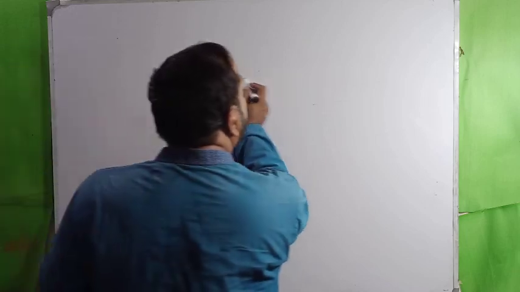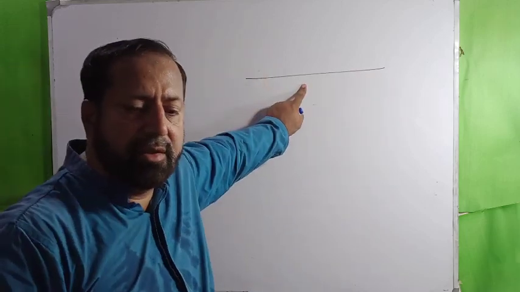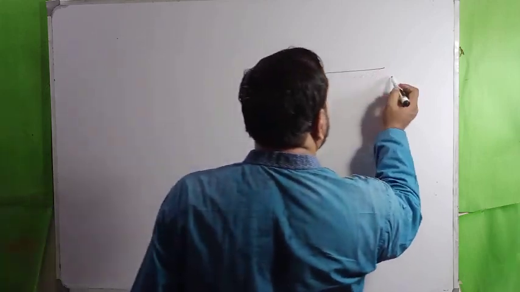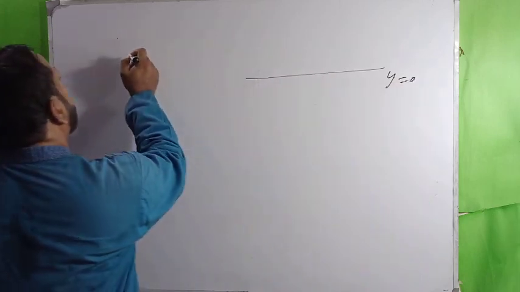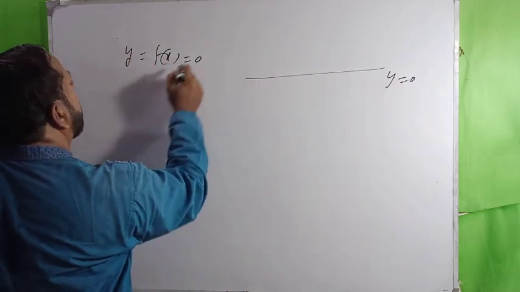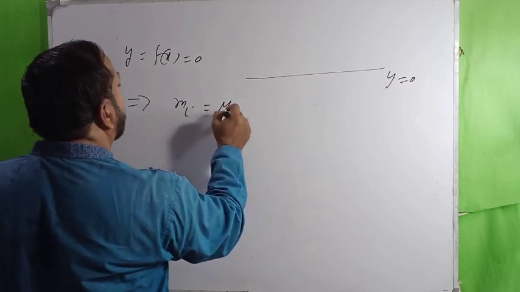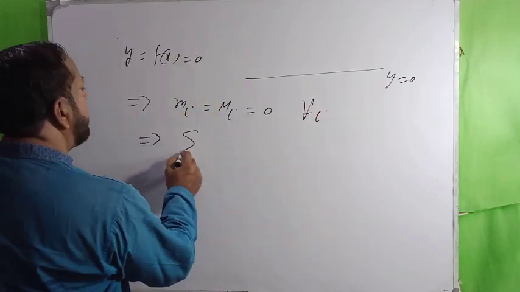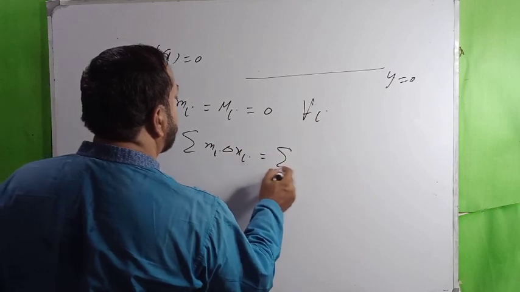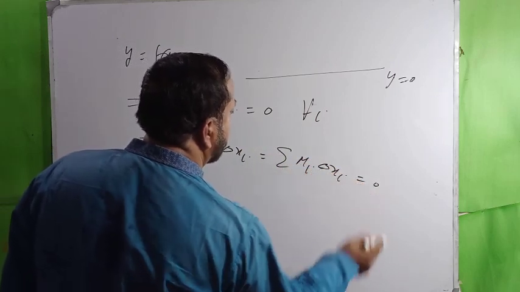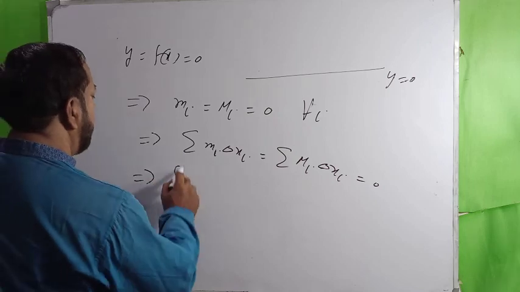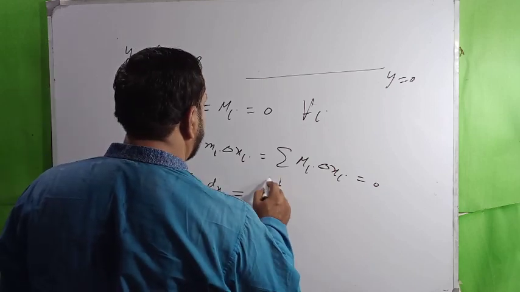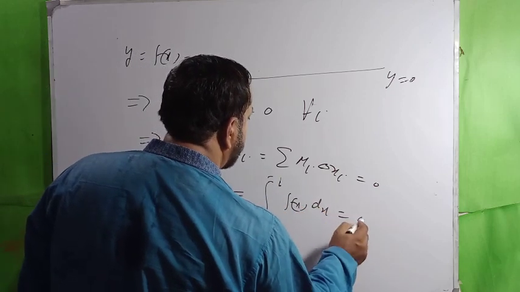Can you find the integral over the line of the x-axis? The line of the x-axis is y equal to 0. So here the function y equal to f(x) is equal to 0. This implies mi is equal to capital Mi is equal to 0 for all i. So summation mi delta xi is equal to summation capital Mi delta xi is equal to 0. This implies the lower integral from a to b of f(x) dx is equal to the upper integral from a to b of f(x) dx, which is equal to 0.